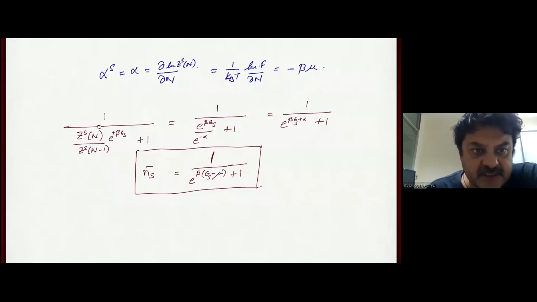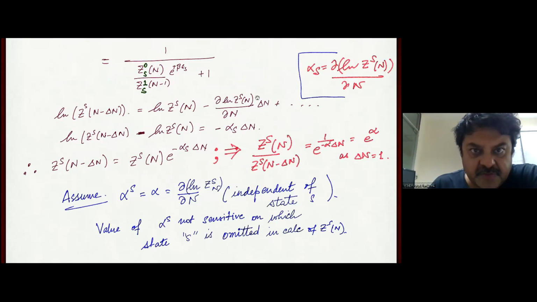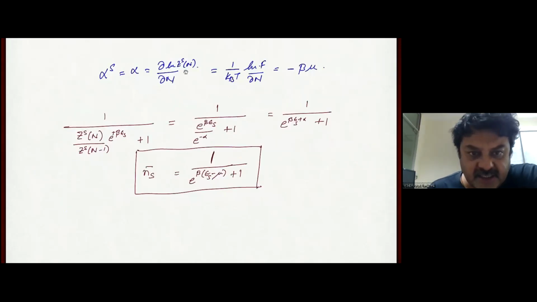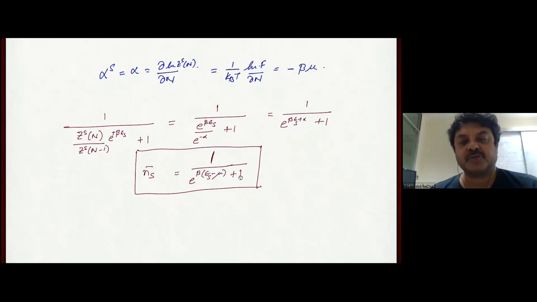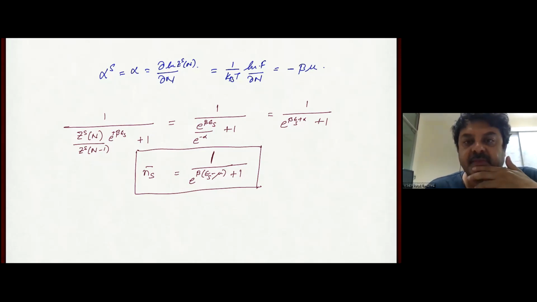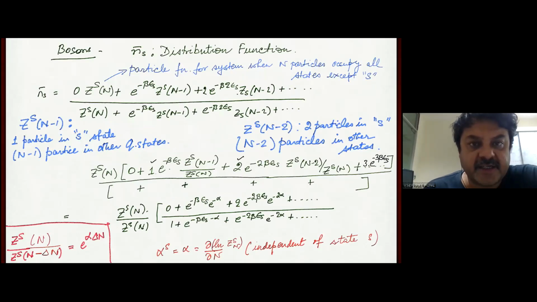Anyway, so here we substitute essentially e to the power minus beta epsilon s upon e to the power minus alpha. Whatever we got from here, you already had the beta epsilon s. As a consequence, the distribution function that you get can easily be written as 1 upon e to the power beta epsilon s plus alpha, or if you substitute the value of alpha, which is minus beta mu, then it is 1 upon e to the power beta (epsilon s minus mu) plus 1. So this is the distribution function for fermions. And very similarly, one can calculate the distribution function for bosons as well. I'll record that in the next.